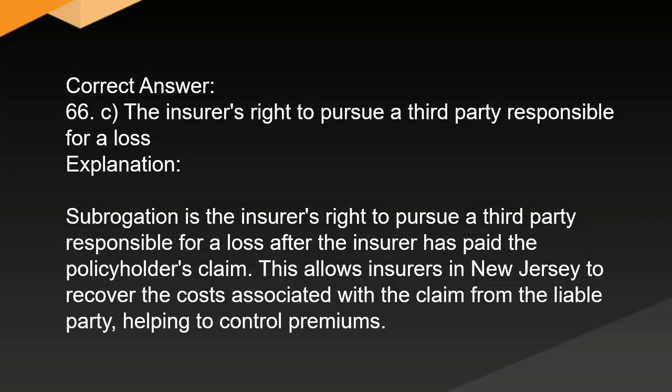Correct answer. C. The insurer's right to pursue a third party responsible for a loss. Explanation. Subrogation is the insurer's right to pursue a third party responsible for a loss after the insurer has paid the policyholder's claim. This allows insurers in New Jersey to recover the costs associated with the claim from the liable party, helping to control premiums.